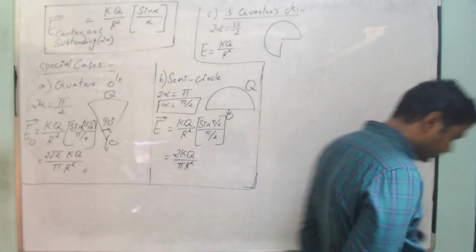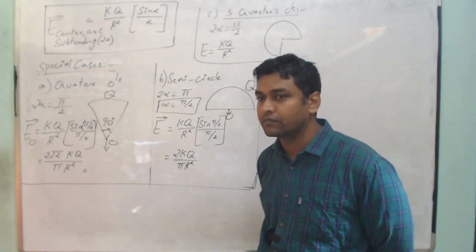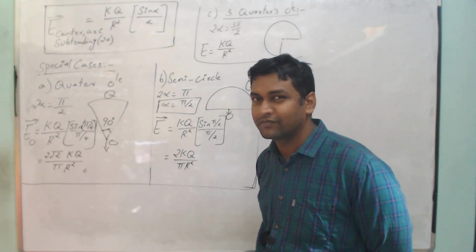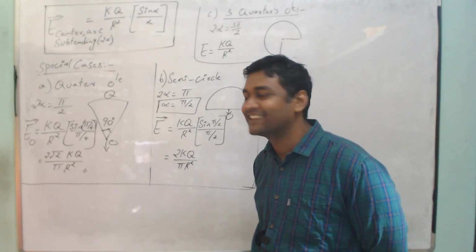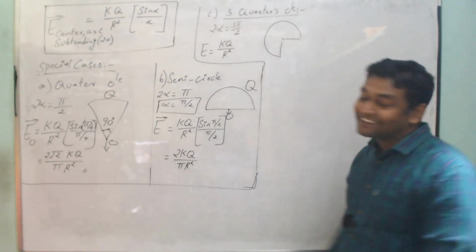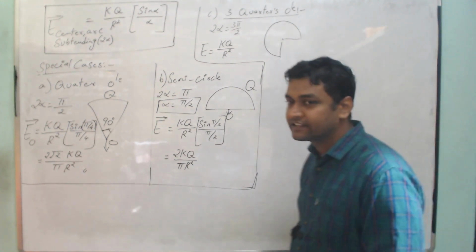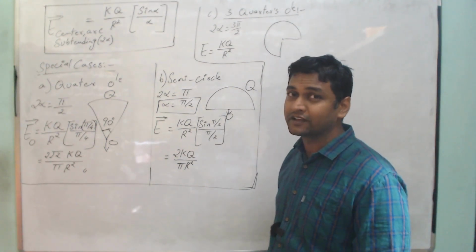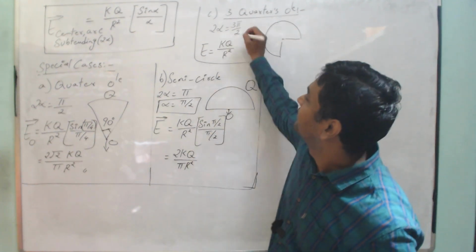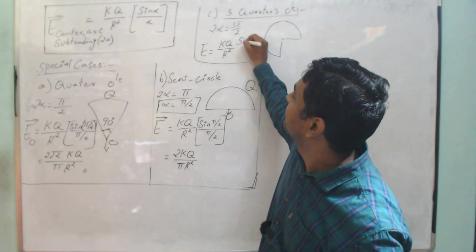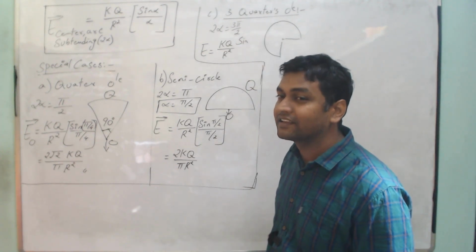Over root 2 kq by r square pi. I'm waiting. I'm still waiting. Do you want me to do it? No, sir. 2 root 2 into kq by r square pi.